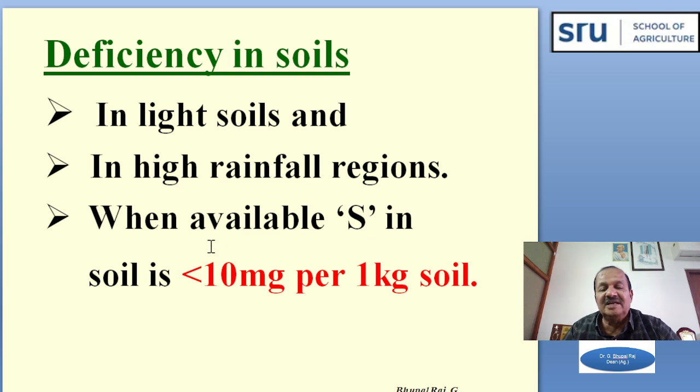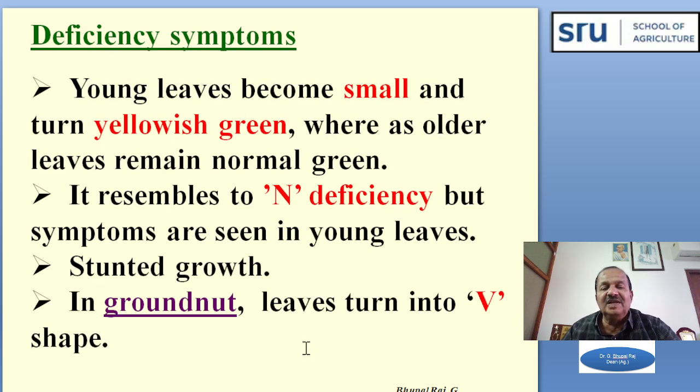So when we do the soil test for sulfur, if it contains less than 10 mg for 1 kg of soil, this is called 10 ppm. If it is less than 10 ppm, the soil is called deficient in sulfur. 10 ppm means 10 milligrams of sulfur for 1 kg of soil. So how will we identify the sulfur deficiency symptoms in the crops?